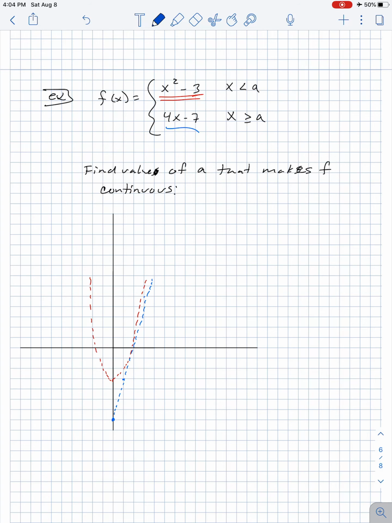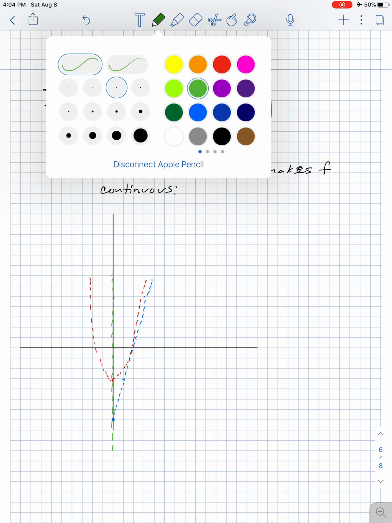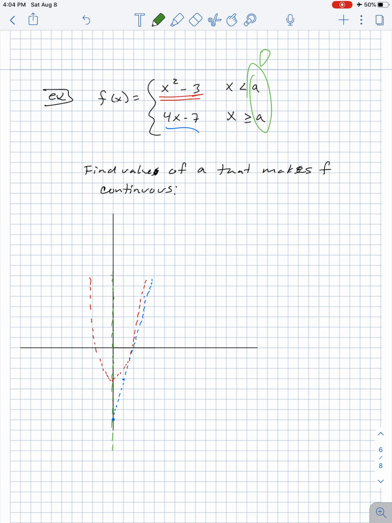The question is, where should I break this? Where should I transfer from the red graph to the blue graph so that it's continuous? Okay, so for example, what if a was 0? If a was 0 and I was going to cut this right here, that means that it would be the blue graph on the right and the red graph on the left. So that would make it be this on the left, and then this on the right.